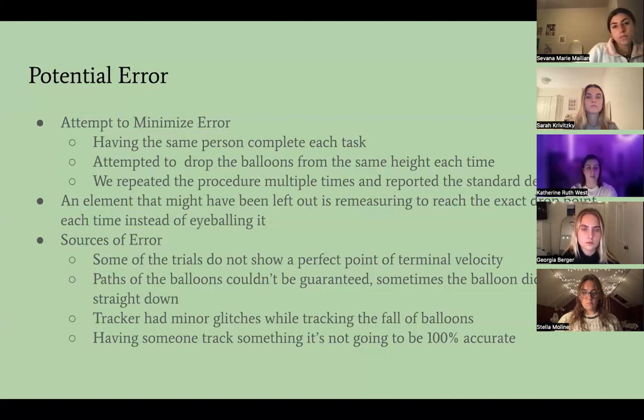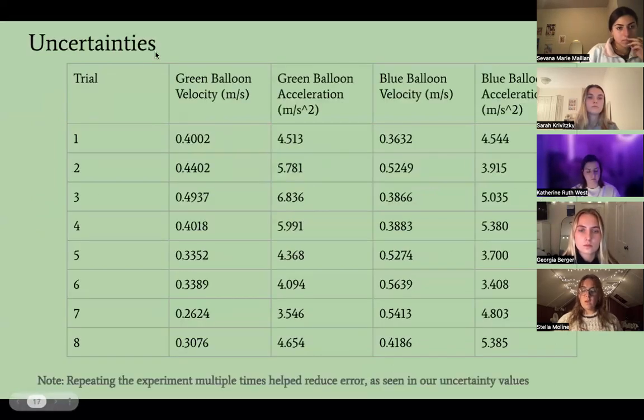Our sources of error were that some of the trials did not show a perfect point of terminal velocity. The path of the balloon also could not always be guaranteed because sometimes the balloon did not fall in an exact straight path down. Tracker also had some minor glitches while tracking the fall of the balloons, and having someone track something will not always be 100% accurate. These were the uncertainties that Tracker gave us for each of the different balloons, looking at velocity and acceleration for each of the trials. We really wanted to repeat these trials as many times as possible just to minimize that overall error that we were going to experience.